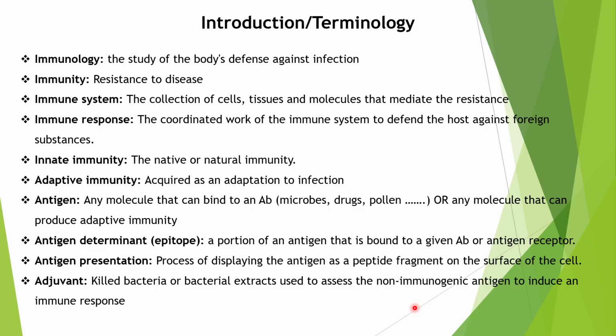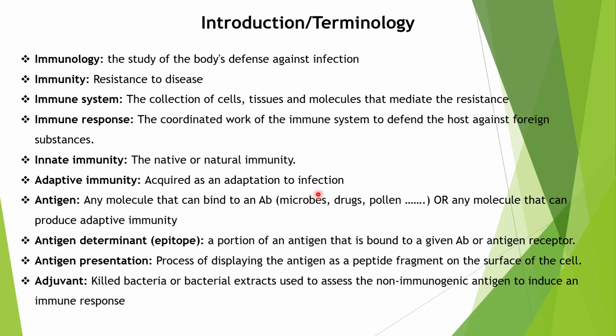First is immunology, the study of the body's defense against infection. Second is immunity, that is resistance to the disease. Third is immune system, the collection of cells, tissues, and molecules that mediate the resistance. And fourth is the coordinated work of an immune system to defend the host against foreign substances. Then next is innate immunity, that is the native or natural immunity. Then adaptive immunity, which is an acquired immunity as an adaptation to infection.